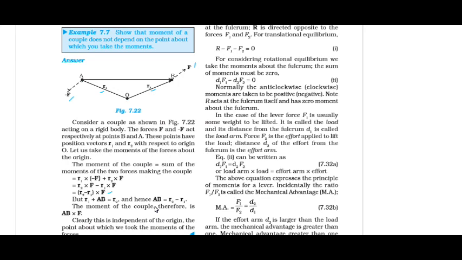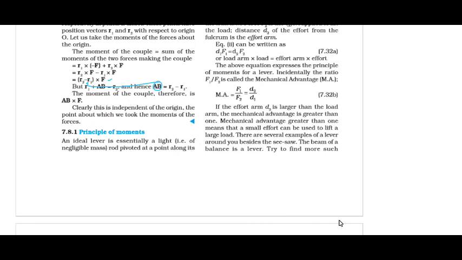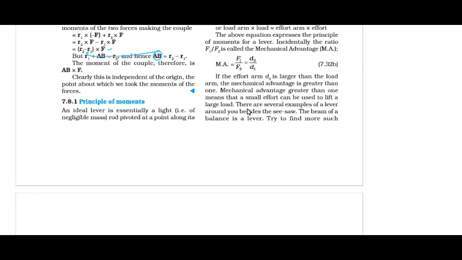Therefore, we can write AB into F as the moment of the force couple. So we put the value of AB here: AB into F. Clearly, this is independent of the origin and the point about which we are taking moments of the force. So it is proved that it is independent of the point from which we are looking. Principle of moments we'll start in our next class.